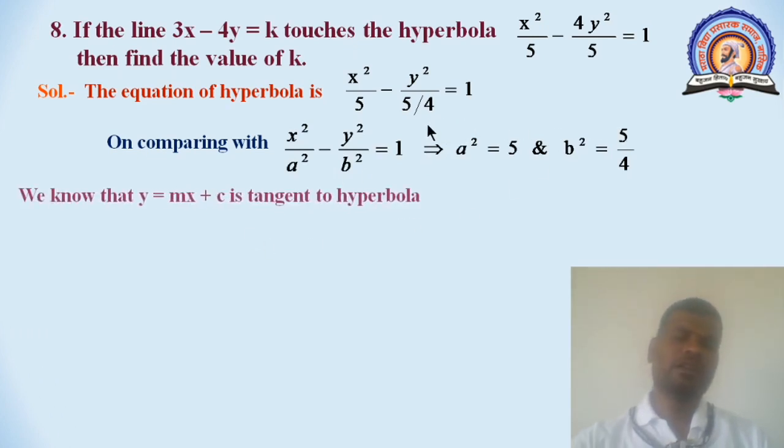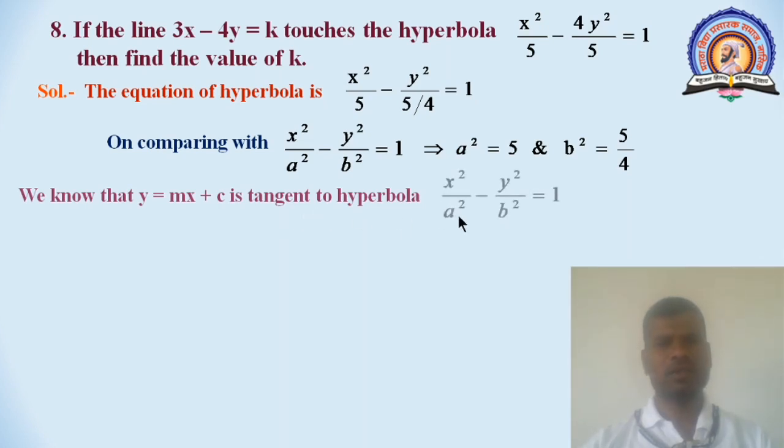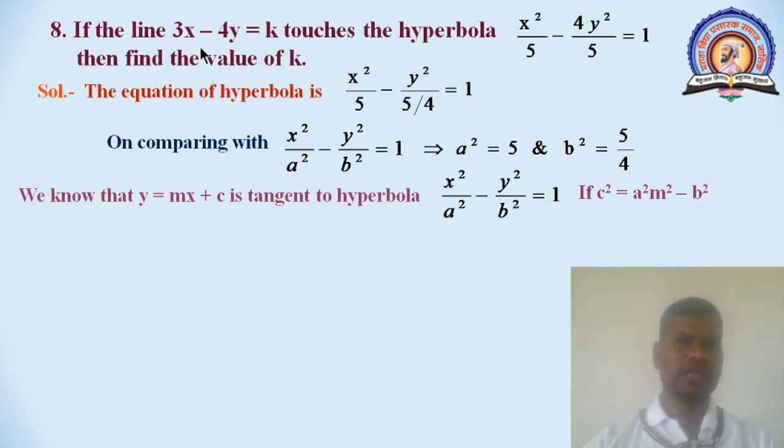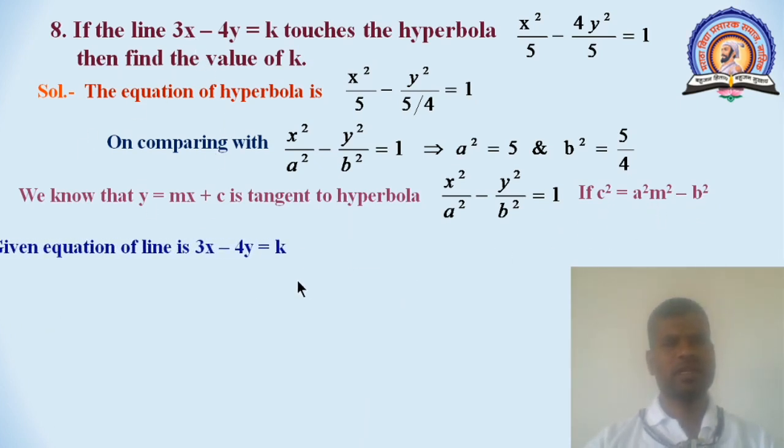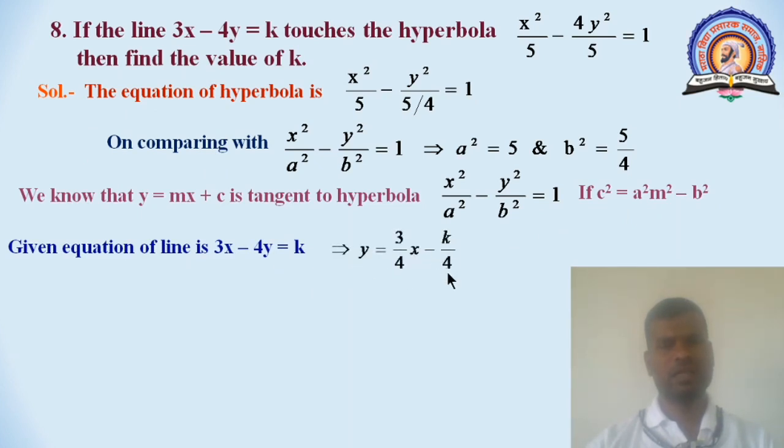Now we know that the line y is equal to mx plus c is tangent to the hyperbola x square upon a square minus y square upon b square is equal to 1 if c square is equal to a square m square minus b square. This is the condition of tangency to the hyperbola. The given line is 3x minus 4y is equal to k. On simplifying, we will get y is equal to 3 by 4x minus k by 4. On comparing with y is equal to mx plus c, we get m is equal to 3 by 4 and c is minus k by 4. Therefore, c square is equal to k square by 16.